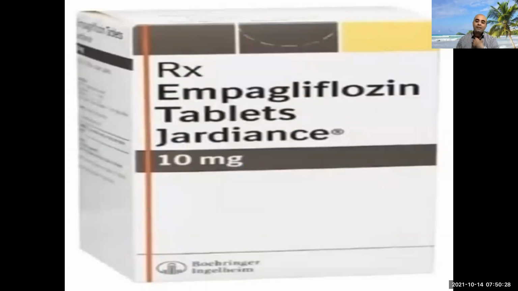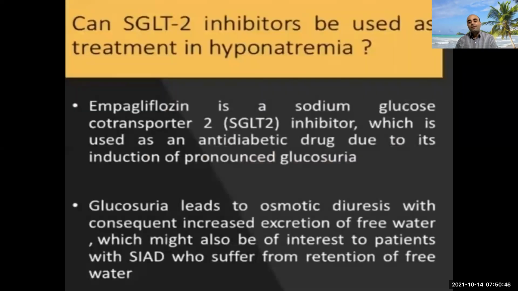Next, SGLT2 inhibitor impact, such as ipragliflozin. We think this medication is useful, especially in diabetic patients, to control hyponatremia just by osmotic gradient, osmotic diuresis. This medication is a sodium glucose cotransporter 2 inhibitor, used as an anti-diabetic drug due to its induction of pronounced glucosuria. Glucosuria leads to osmotic diuresis.